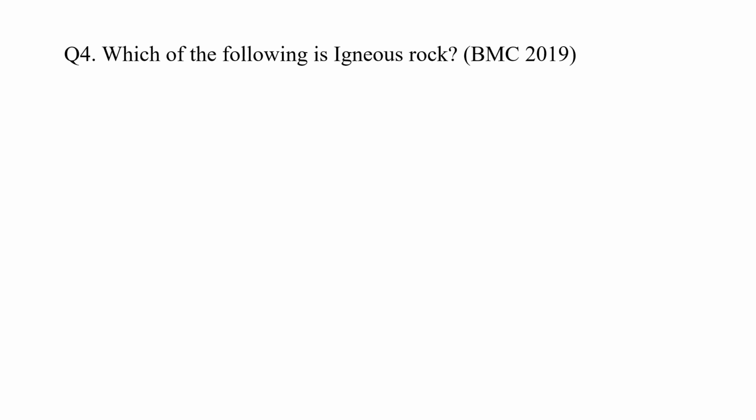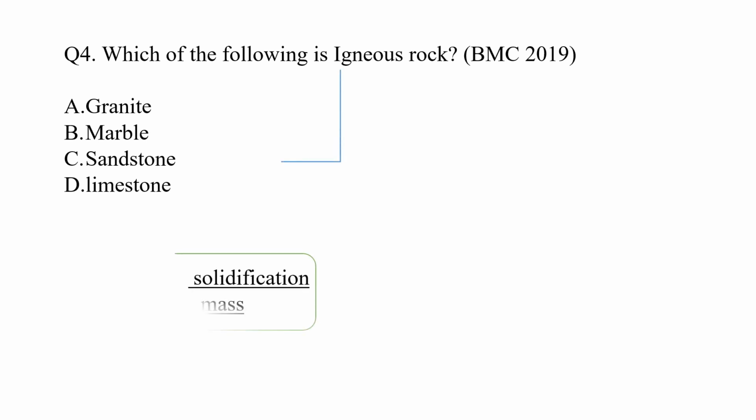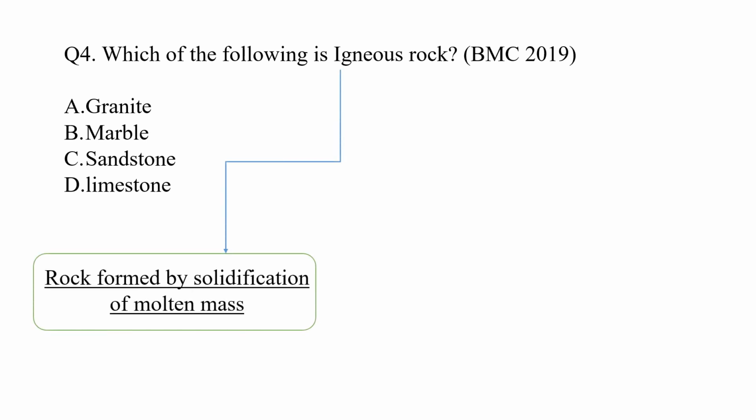Then next question is, which of the following is igneous rock? These are the options. Igneous rock is the rock formed by solidification of molten mass. There are three types of rocks. First is igneous rock, second is sedimentary rock, and third is metamorphic rock. Igneous rock is formed by solidification of molten mass, sedimentary rock is formed by deposition, and metamorphic rock is formed by pressure and heat.